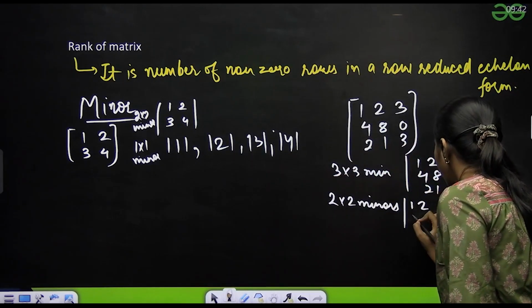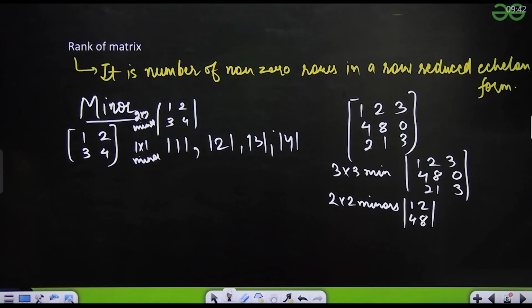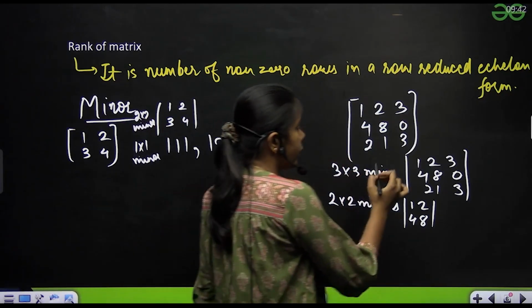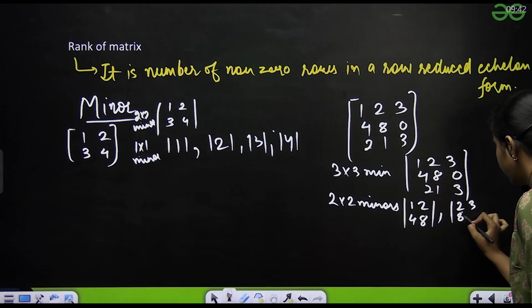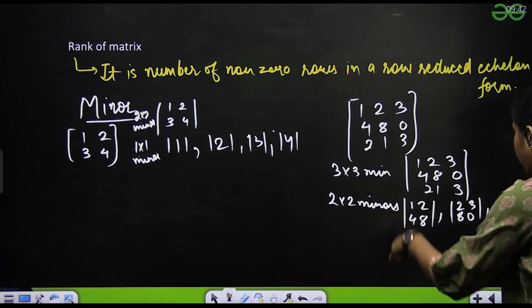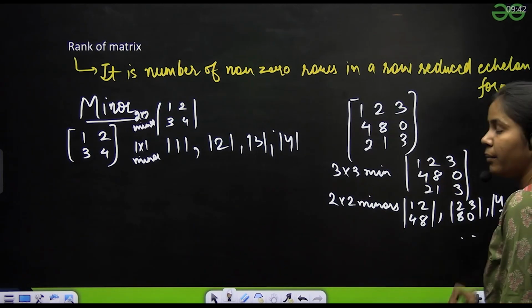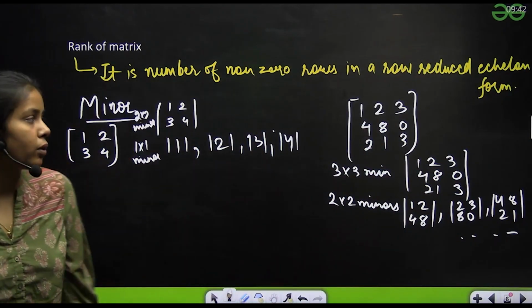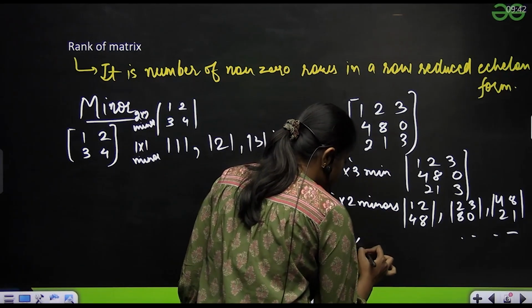1 2 4 8. I'll take 2 3 8 0. I'll take 4 8 2 1. Okay, many minors are possible. Similarly, how many 1 cross 1 minors are possible? There would be 9 1 cross 1 minors possible. I think for 2 cross 2 minors, just check how many you would have. Similarly you would have the 1 cross 1 minors.